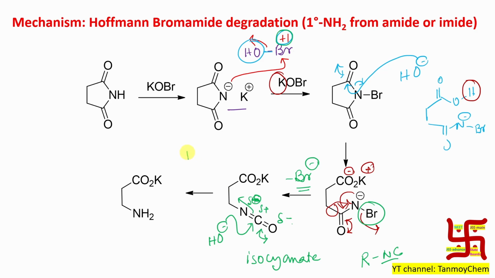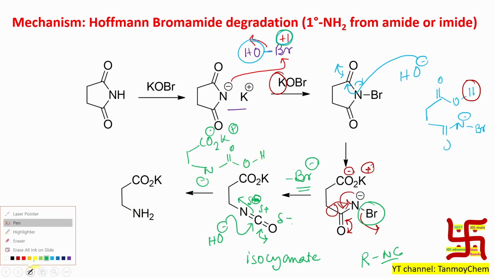So what will it result? It will result in CO2 minus K plus. Now here it is N minus. Now double bond O, again OH. Now by the way, this OH is not stable, it's a carbonic acid amide.